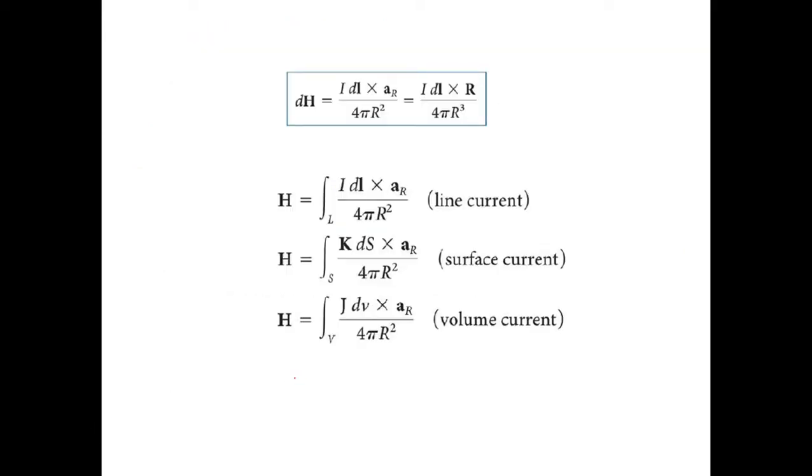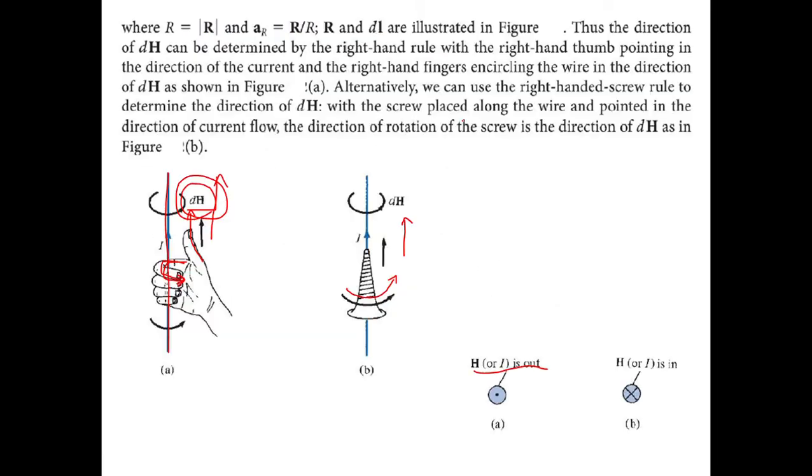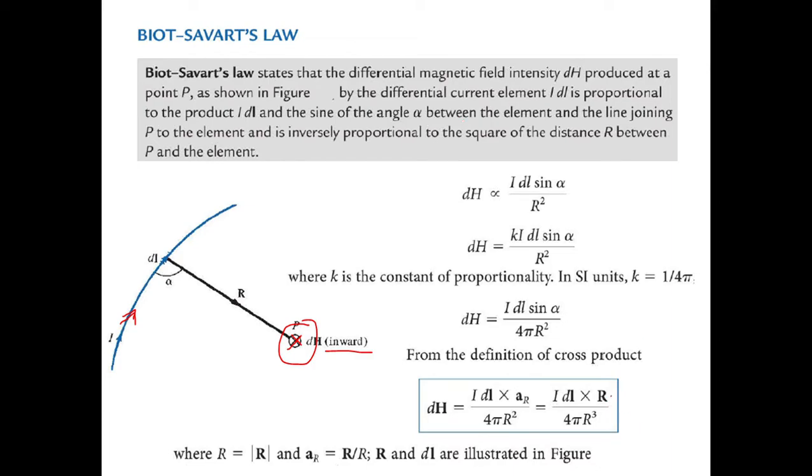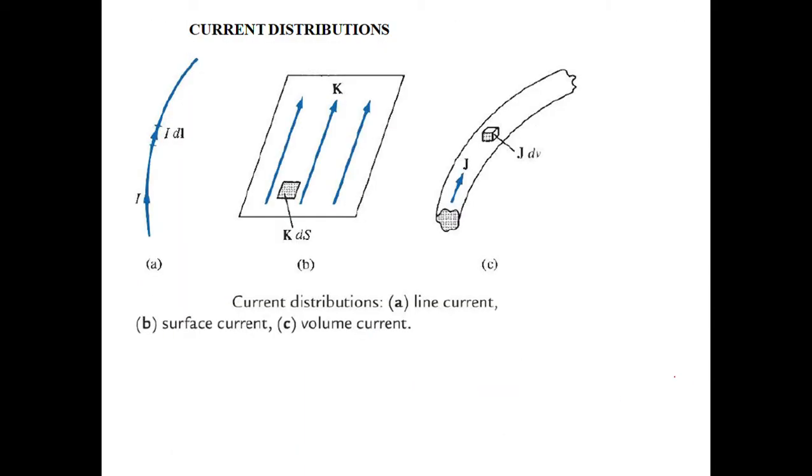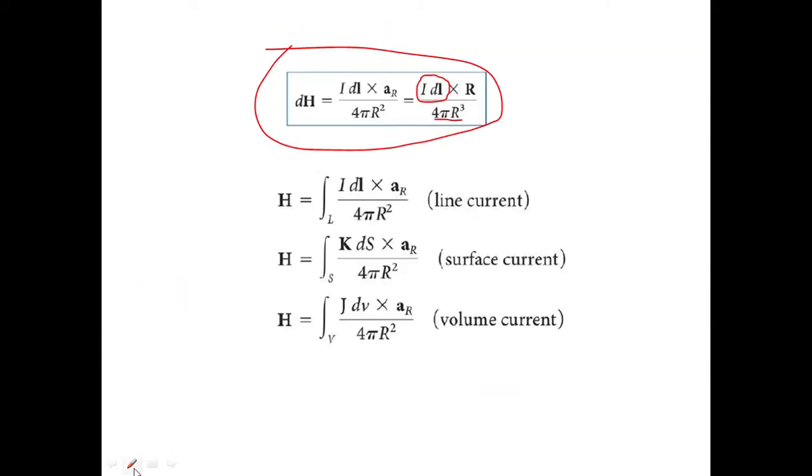Moving on to the next one. Now this is what we derived from Biot-Savart's law. dH is equal to line current distribution I dl cross R divided by 4 pi R cubed. Consider that equation here. So we have dH equal to I dl cross R divided by 4 pi R cubed.